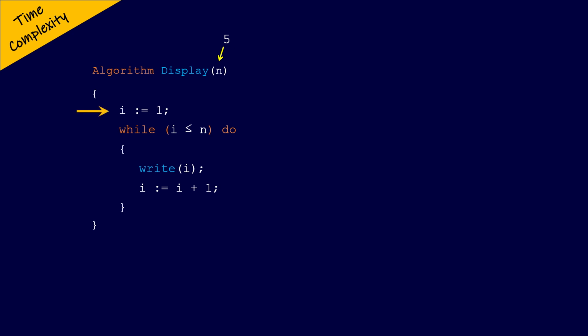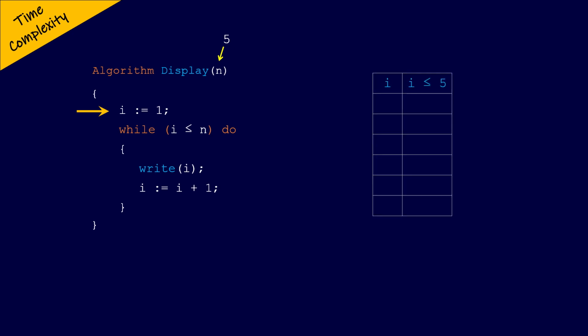Then the first statement of the algorithm is I is assigned value 1. Let us have a table to keep track of the values of variable I in the first column and the condition in the while loop in the second column. Here, in the second column, we have the condition as I less than or equal to 5, because the condition in the while loop is I less than or equal to n, and in this case, we have n as 5. So initially, the value assigned to variable I is 1.